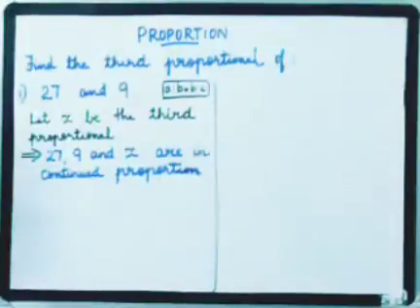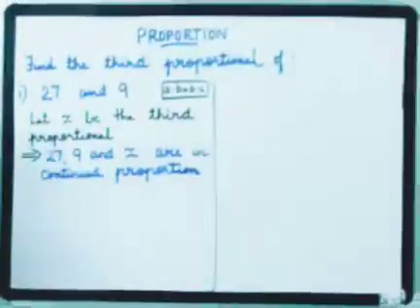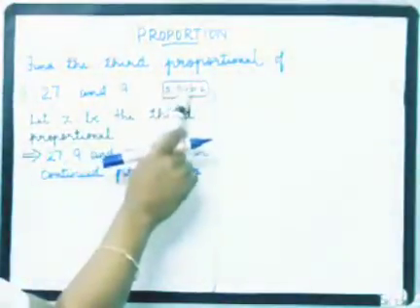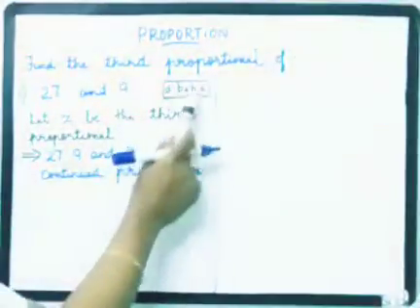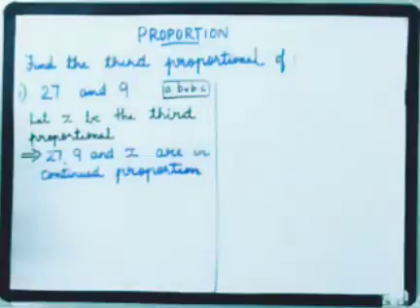Children, let's study what is a continued proportion, and how can you find out the third proportional? If three quantities are said to be in continued proportion, if the ratio between the first and the second quantities is equal to the ratio between the second and the third quantity.